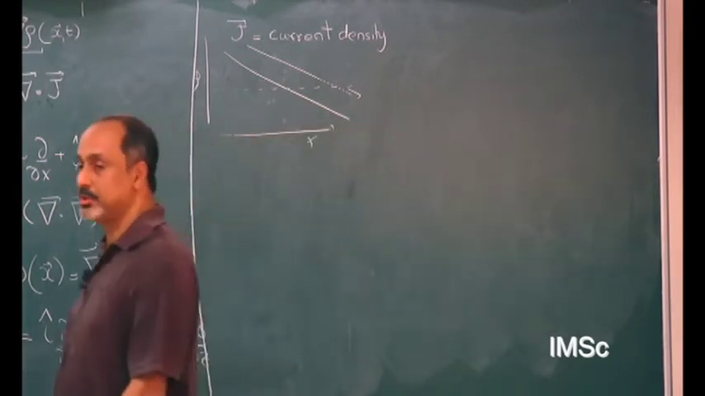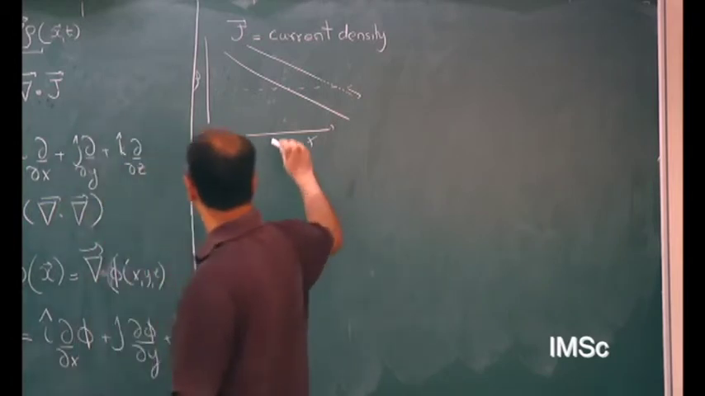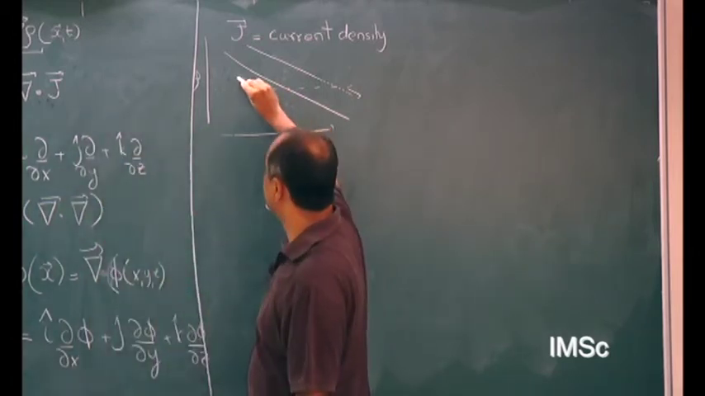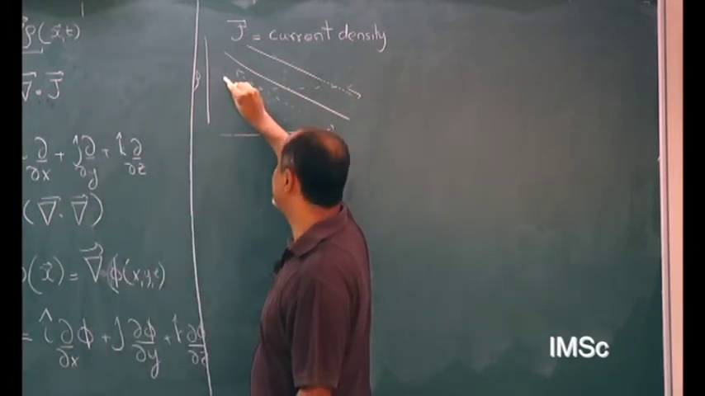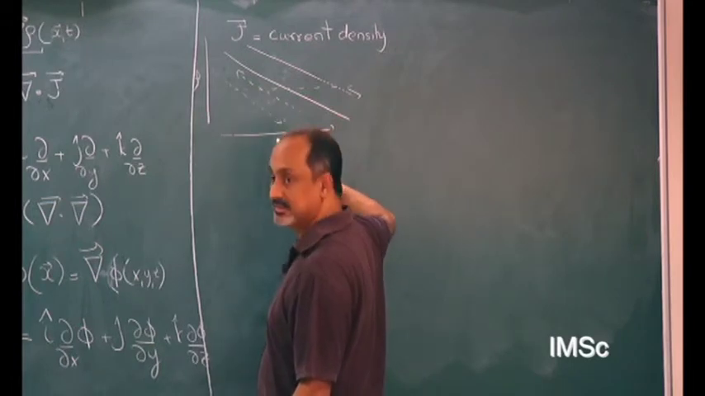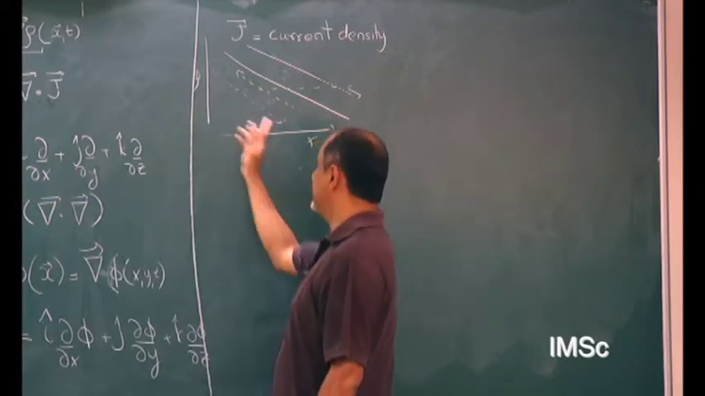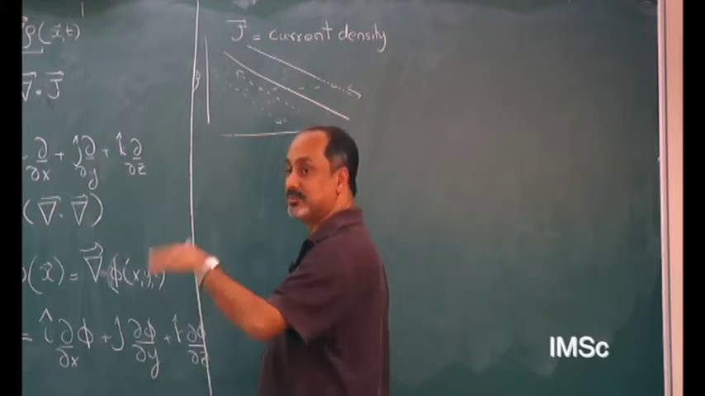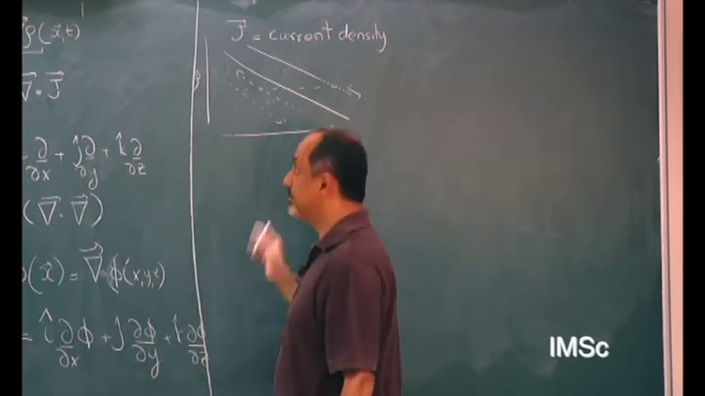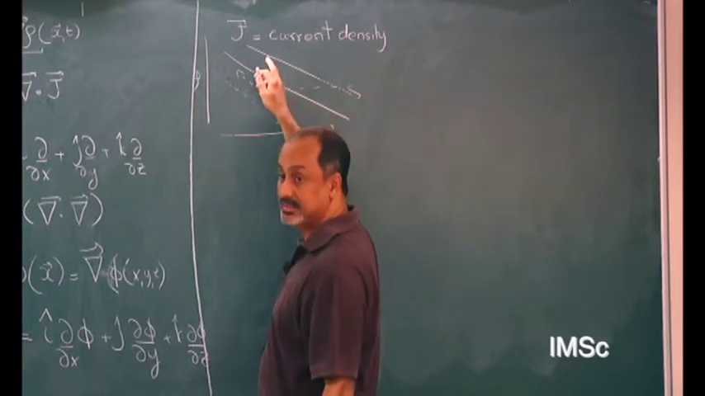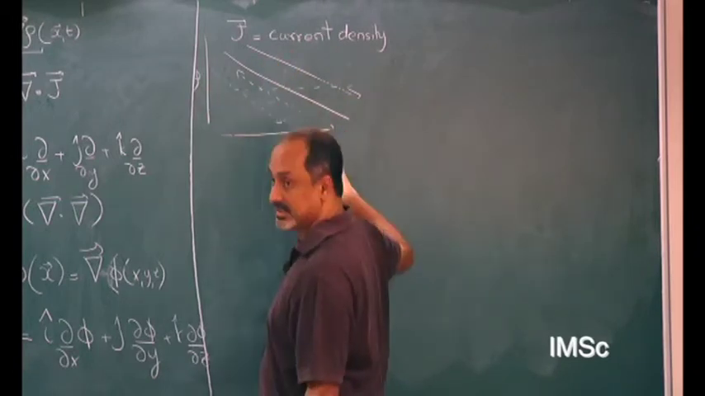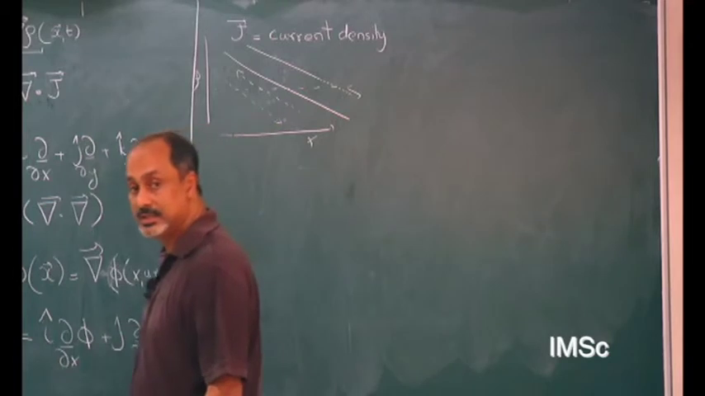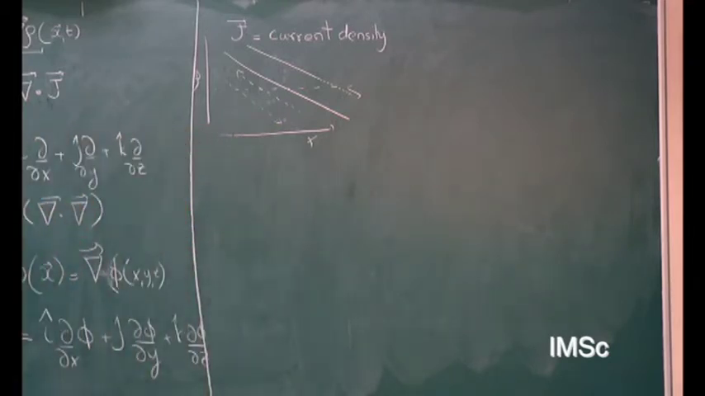So the change is proportional to the gradient. The gradient is a function that increases in this direction. The minus gradient is a function that increases in this direction. So this is the direction of the negative gradient, and this tells me that particles must move in that direction. So the current density is such that particles move in this direction, which is opposite to the direction of the slope of the density. Okay.